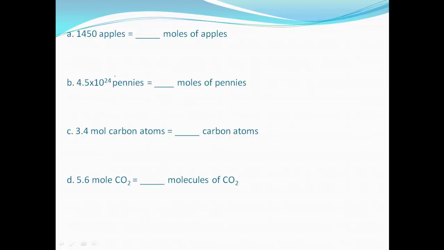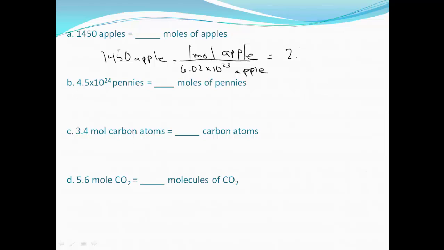We'll just rip through a bunch of these. 1,450 apples equals how many moles? So again, if we have our unit of whatever it is we're looking for, apples, we're going to have Avogadro's number, or 6.02 times 10 to the 23rd of those things in 1 mole of those things, and the thing here happens to be apples. So 1450 divided by 6.02 times 10 to the 23rd is 2.4.